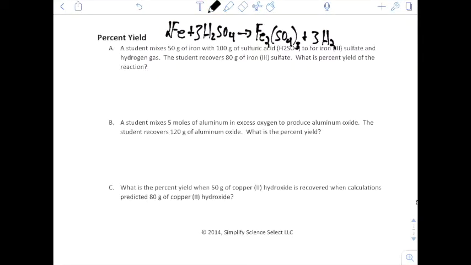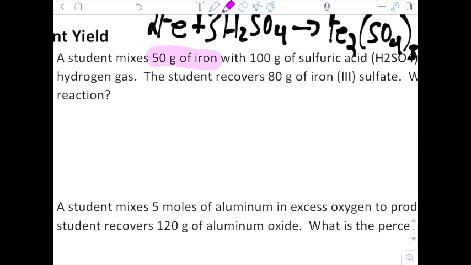Now, since everything is dealing with our iron 3 sulfate, we're going to convert everything to that iron 3 sulfate, meaning we're going to take this 50 grams of iron and that 100 grams of sulfuric acid and convert it to iron 3 sulfate. Because when it says the student recovers, what that means is this 80 grams of iron 3 sulfate is actually your actual yield. So in the equation of actual divided by theoretical times 100, that's going to be on top in the numerator, and then you're going to put your theoretical yield on the denominator.